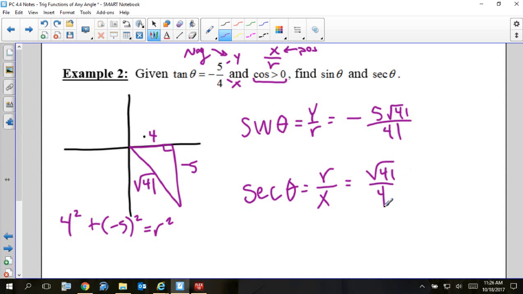Now, if you made that into a unit circle, you would still get the same answers as long as you don't make some mistakes. Okay. Questions? Draw the picture every time.